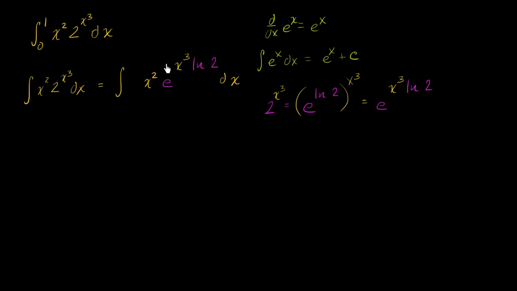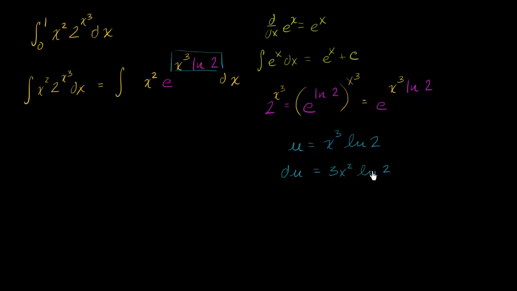So if we defined this as u, so if we said u is equal to x to the third times the natural log of 2, what is du going to be? Well, du is going to be, well, natural log of 2 is just a constant, so it's going to be 3x squared times the natural log of 2.